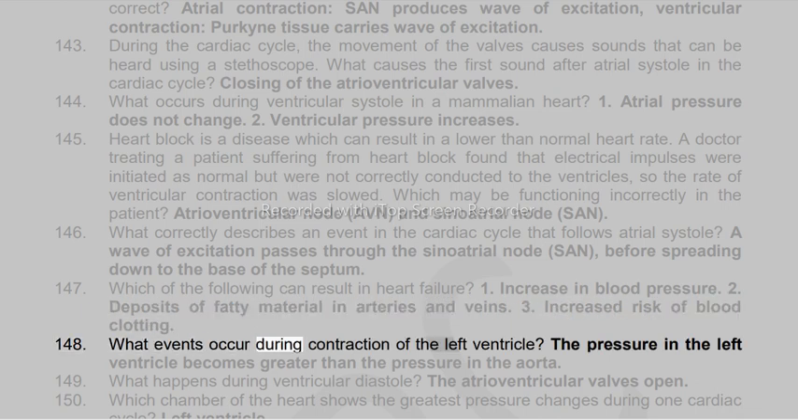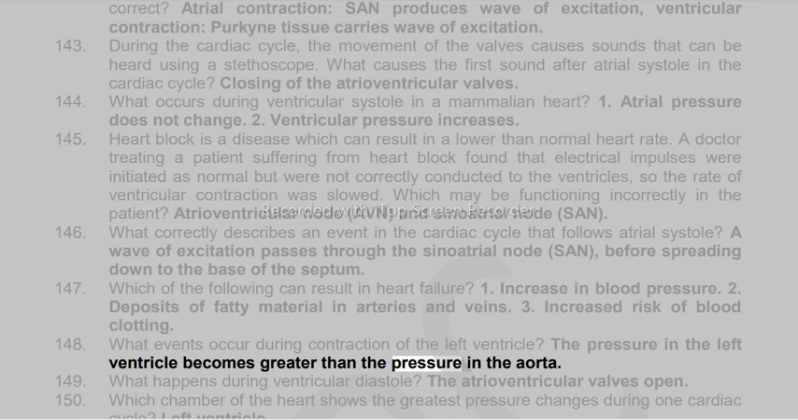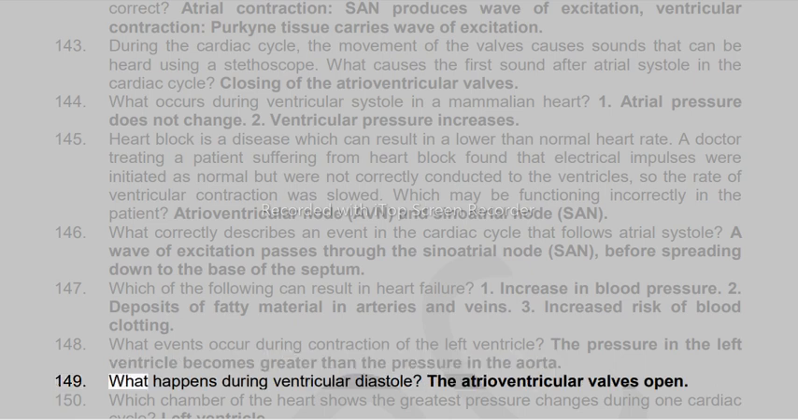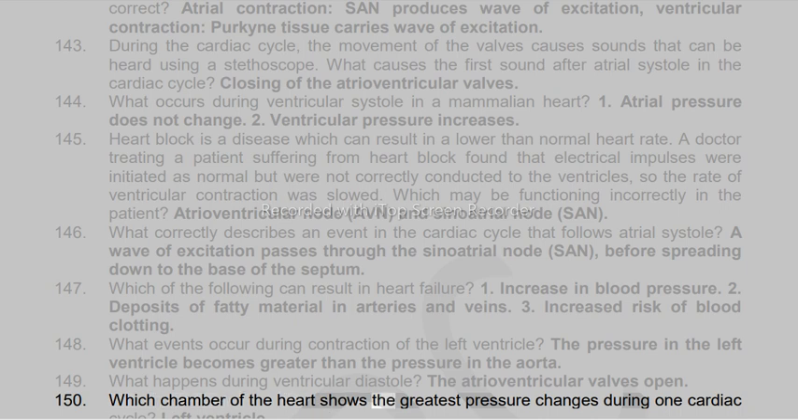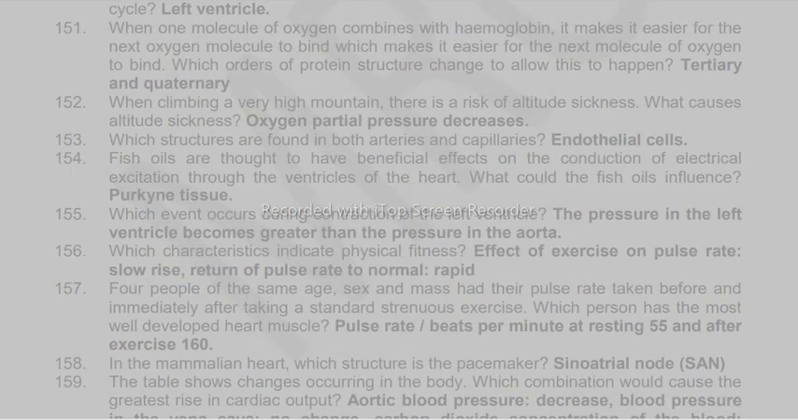148. What events occur during contraction of the left ventricle? The pressure in the left ventricle becomes greater than the pressure in the aorta. 149. What happens during ventricular diastole? The atrioventricular valves open. 150. Which chamber of the heart shows the greatest pressure changes during one cardiac cycle? Left ventricle. 151. When one molecule of oxygen combines with hemoglobin, it makes it easier for the next molecule of oxygen to bind. Which orders of protein structure change to allow this to happen? Tertiary and quaternary.